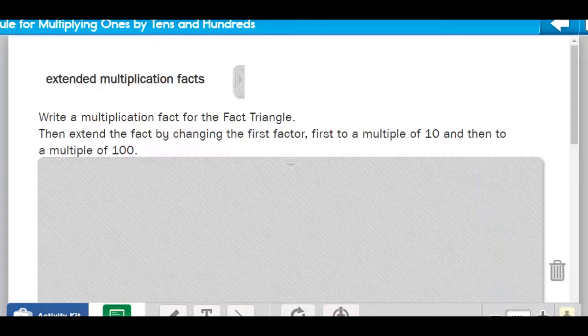Okay, today we are talking about extended multiplication facts. So we're thinking of a multiplication fact for a fact triangle. We'll look at that, then extend the fact by changing the first factor to a multiple of 10, and then to a multiple of 100. I'll jump in and show you what that looks like here.